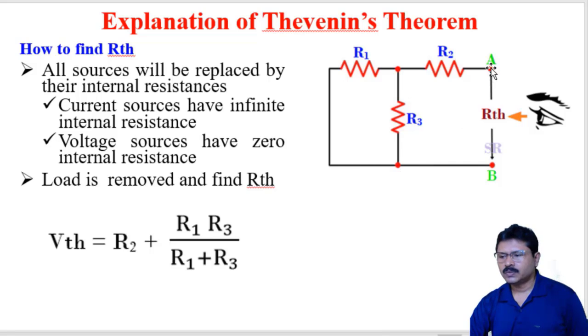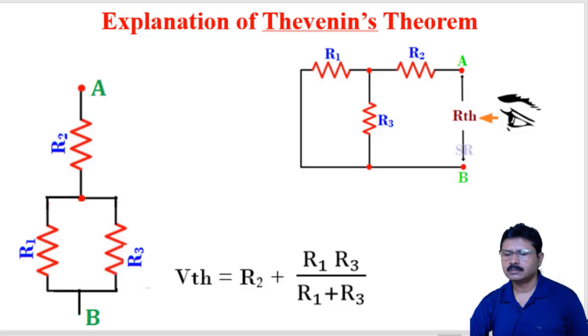So to find out the resistance between these two points, this R2 will be connected in series with the parallel combination of R1 and R3. Equivalent resistance is this R2 plus the parallel combination of these two. Parallel combination means R1 parallel R3. Now we all know the result of this parallel combination will be R1 R3 divided by R1 plus R3. So this is the Thevenin equivalent resistance RTH.